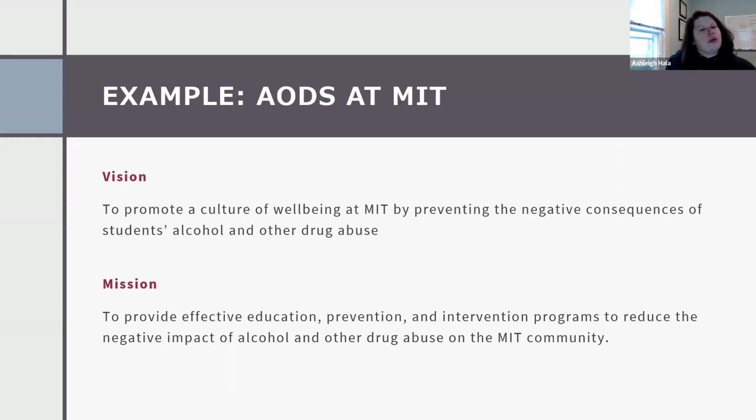So I brought up one that I really like for you. This is from MIT, and this is from their AODS office, their Alcohol and Other Drug Services office. So the vision: to promote a culture of well-being at MIT by preventing the negative consequences of students' alcohol and other drug abuse. Their mission: to provide effective education, prevention, and intervention programs to reduce the negative impact of alcohol and other drug abuse on the MIT community. So what you see in the vision is we are going to prevent the negative consequences. That is the ideal state. The mission being, well, what we're going to do is educate, prevent, intervene programmatically to reduce negative impact. And so you can see the differences there, and what MIT chose to do in being able to articulate their how and their why.